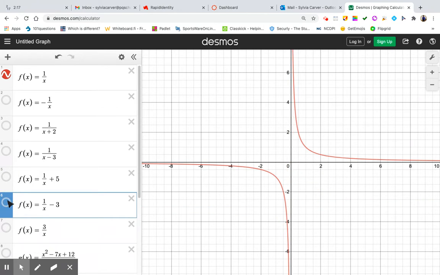And the last one that I want to quickly go over just to make sure you're good. If you add a number in the front, in this case, it's going to end up in the numerator.